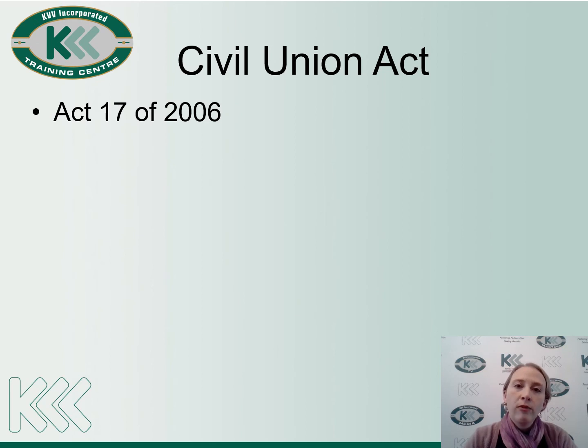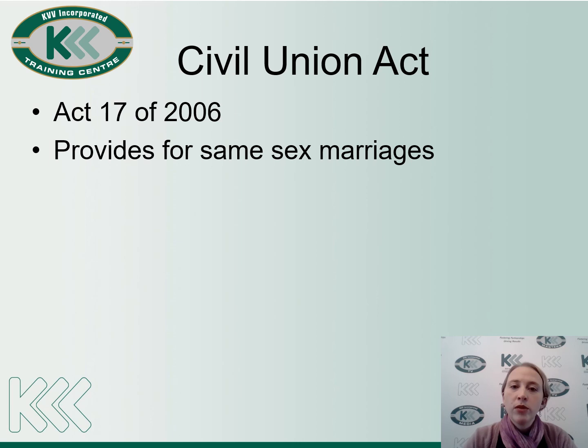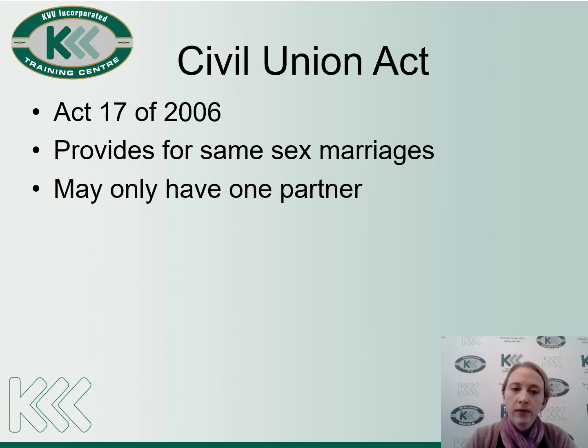The last way of being legally married in terms of South African law is by the Civil Union Act. This act came in 2006 and is the act that provides for same-sex marriages. However, it's not just same-sex couples that can get married in terms of the Civil Union Act. You also have a choice between a marriage and a civil union, and this choice will be noted on your marriage certificate.